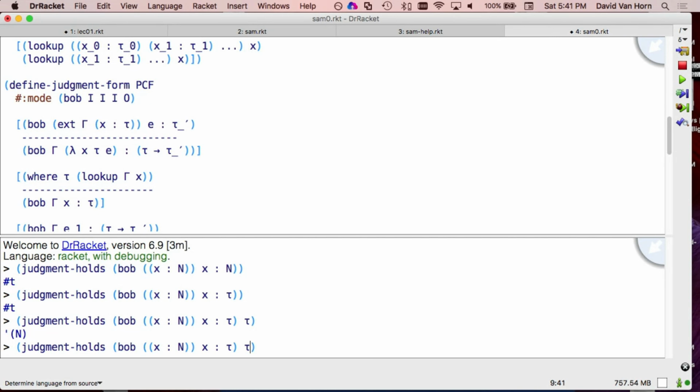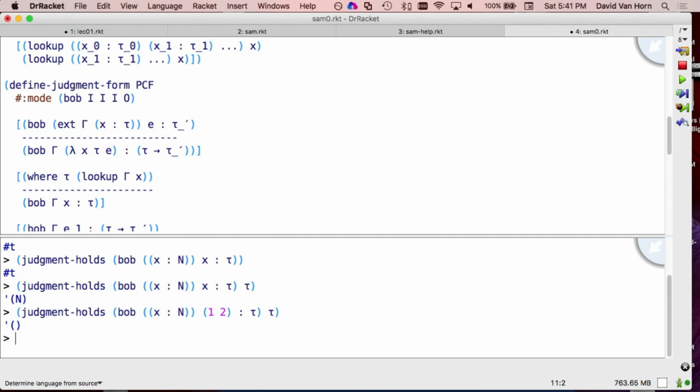Okay. Right, and if we write something ill-typed, like apply 1 to 2, we get back the empty list because there are no types, right? There is no type tau such that this is in the relation. Okay? Good so far? All right.